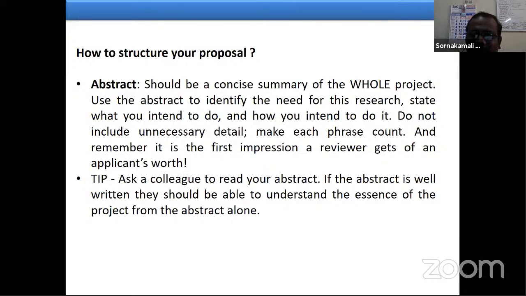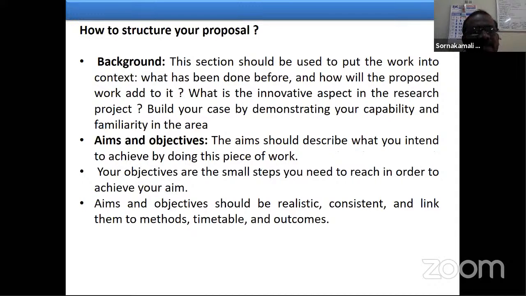Then how you are going to achieve this. Do not add unnecessary words or jargon. Each and every word in the abstract is precious. Then you have to present your work clearly in the abstract. Always circulate your abstract to your colleagues. If the abstract is well written, they should be able to understand the essence of the project from the abstract alone.